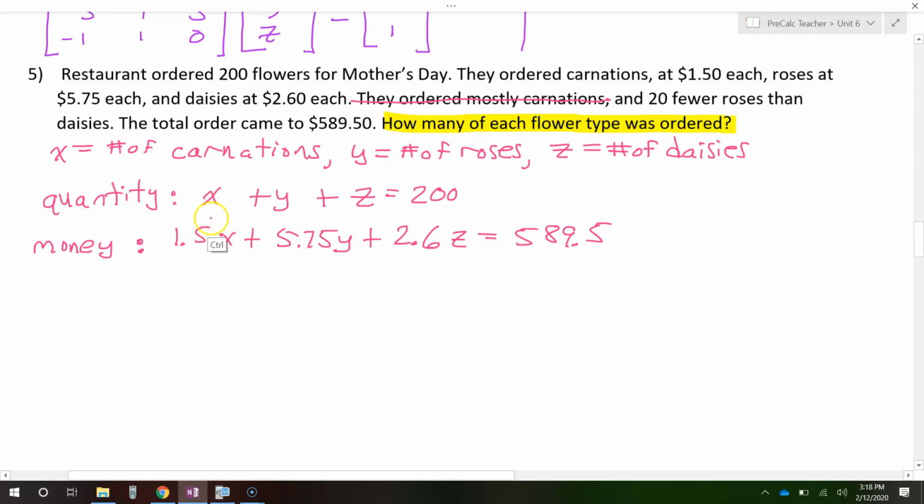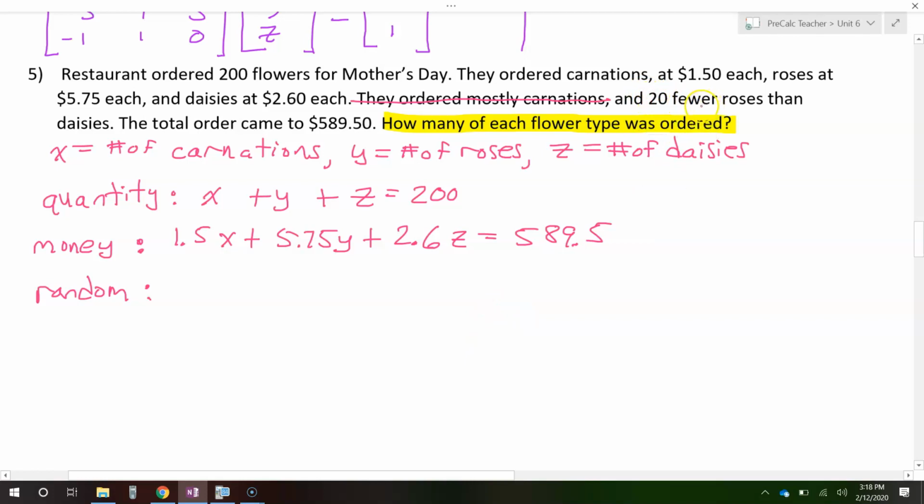This will be carnation money. And this will be roses' money. And this will be daisies' money. For a total of the total money. All right? Makes sense, doesn't it? Yes. So probably now is the random equation. They throw a random one in there, because we need 3. Okay, the random one is the one that sometimes causes trouble.